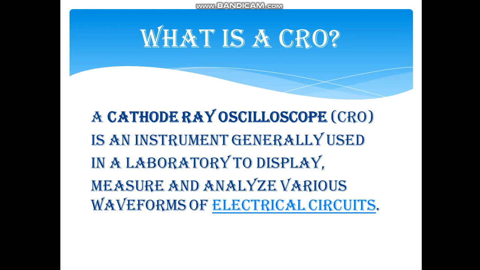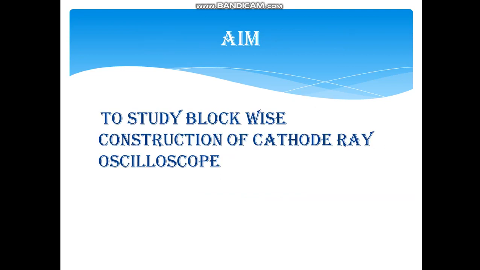In this video, we are going to study about CRO. CRO means cathode ray oscilloscope. So, what is a CRO? A cathode ray oscilloscope is an instrument which is used to display, measure, and analyze various waveforms of electrical circuits. That is, it is used to measure and display the waveforms. The aim of this experiment is to study the blockwise construction of cathode ray oscilloscope.